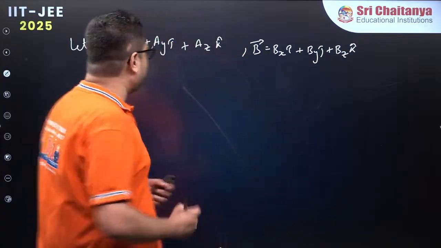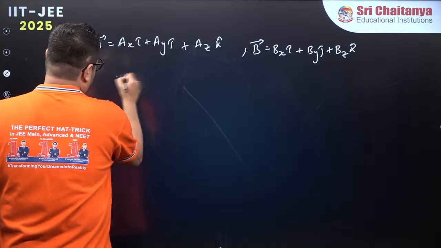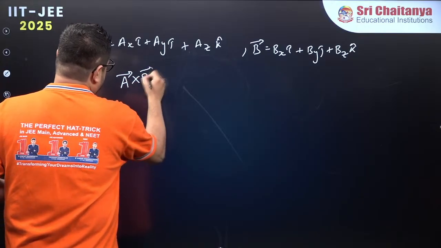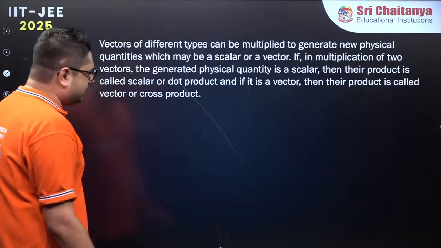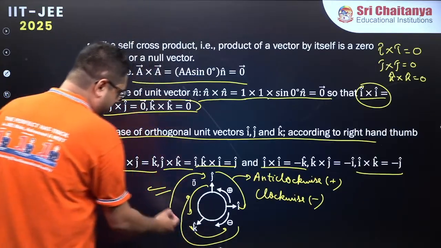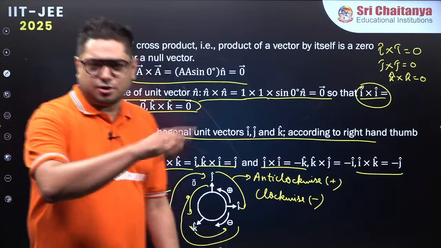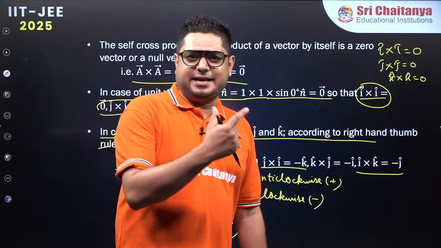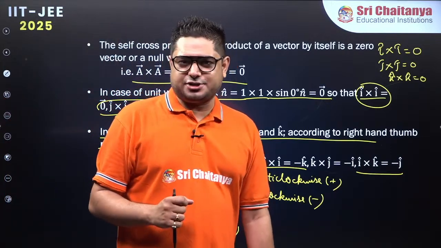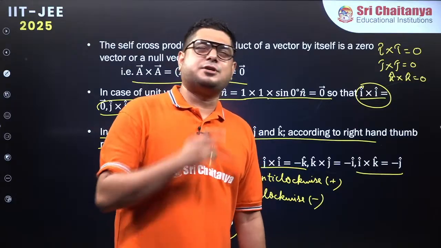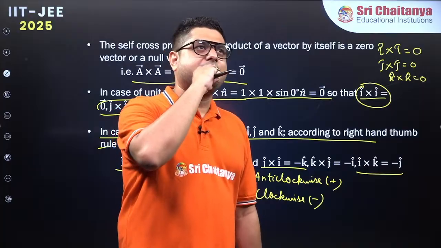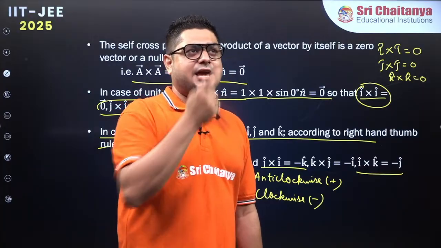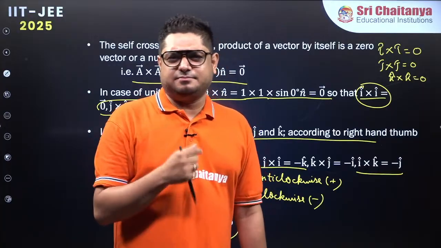Now A cross B is required to be found. There are two methods. One is using the corkscrew rule. Write down properly and then perform the operation. But it will be time taking. You must be thinking, sir, how are you going to take I cap cross j cap and j cap cross k cap? So that will be quite difficult for you.